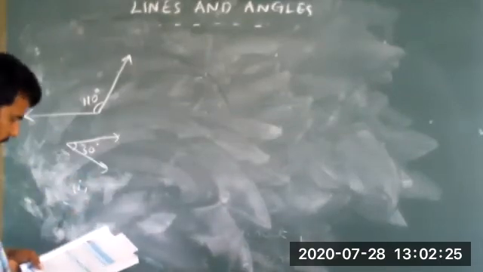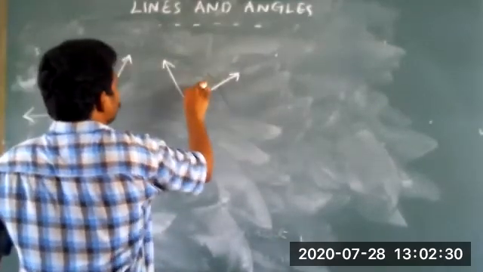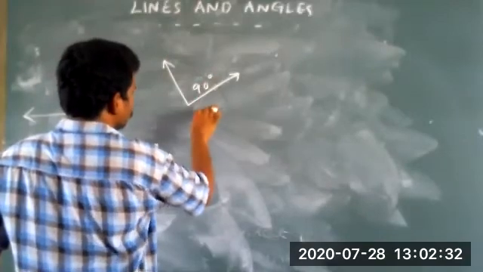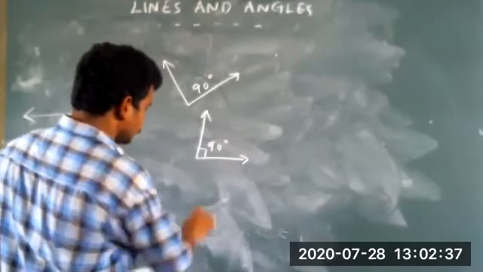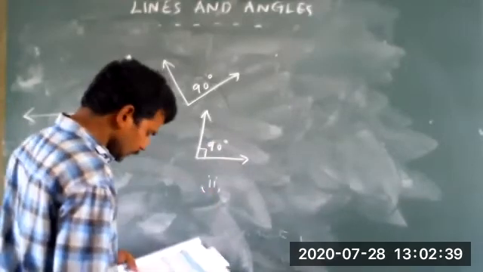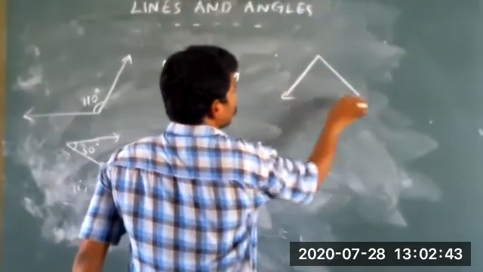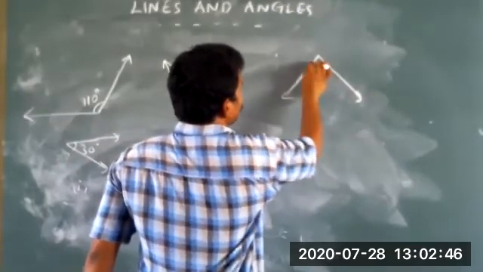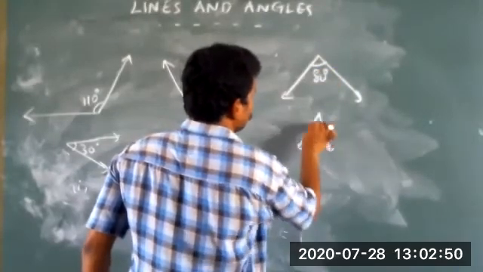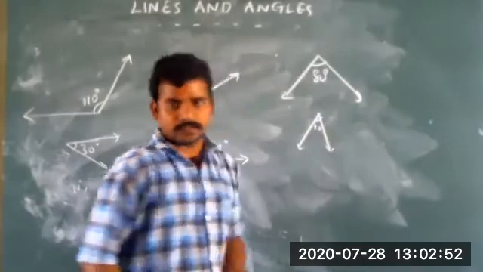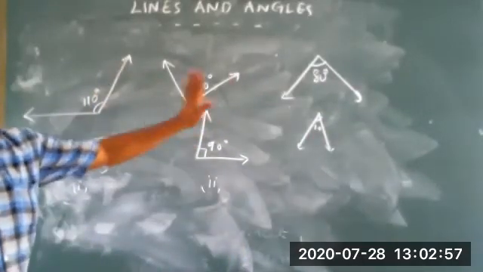The second pair, this is the second pair. The third pair, 80 and 10 degrees. This is the third pair. The first pair, second pair, and third pair.